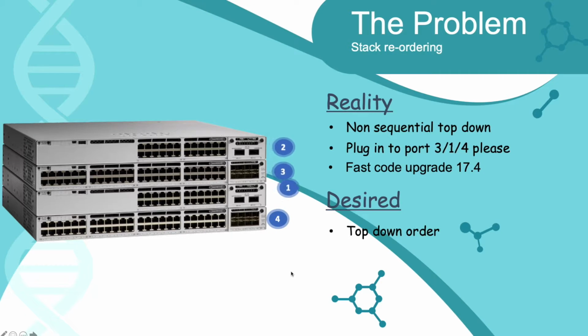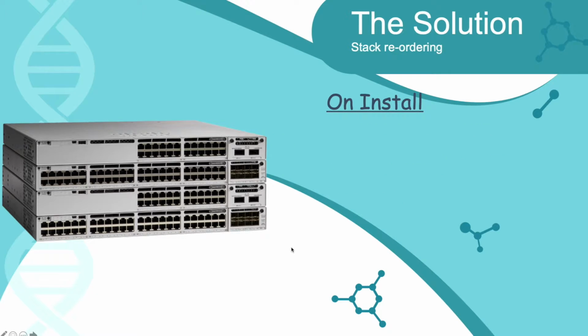So the desired outcome, of course, is this: 1, 2, 3, 4, top down. It's repeatable, it's known, it's predictable. We know switch 4 is the fourth one, switch 1 is the top one, and so on up to switch 8. So how do we resolve this if we're out of order? Well, on install, you just power it up one by one. Switch 1, wait 120 seconds. Switch 2, switch 3, and switch 4, and then you move on. 1, 2, 3, 4. Brilliant.